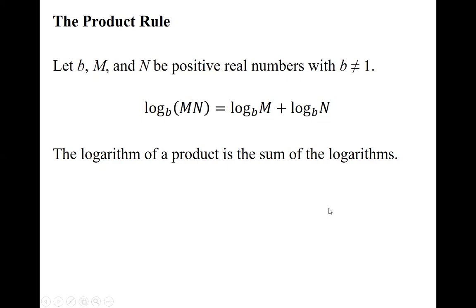We're going to let b, m, and n be positive real numbers with b not equal to 1. The log base b of m times n is the log base b of m plus the log base b of n. In other words, the log of a product is the sum of the logs. Log of m times n is log of m plus log of n.